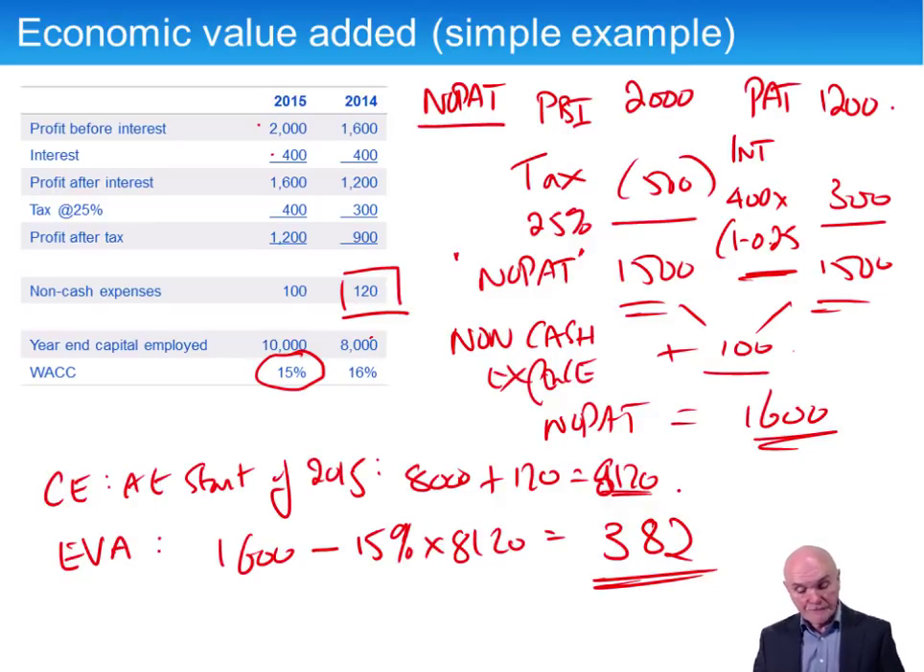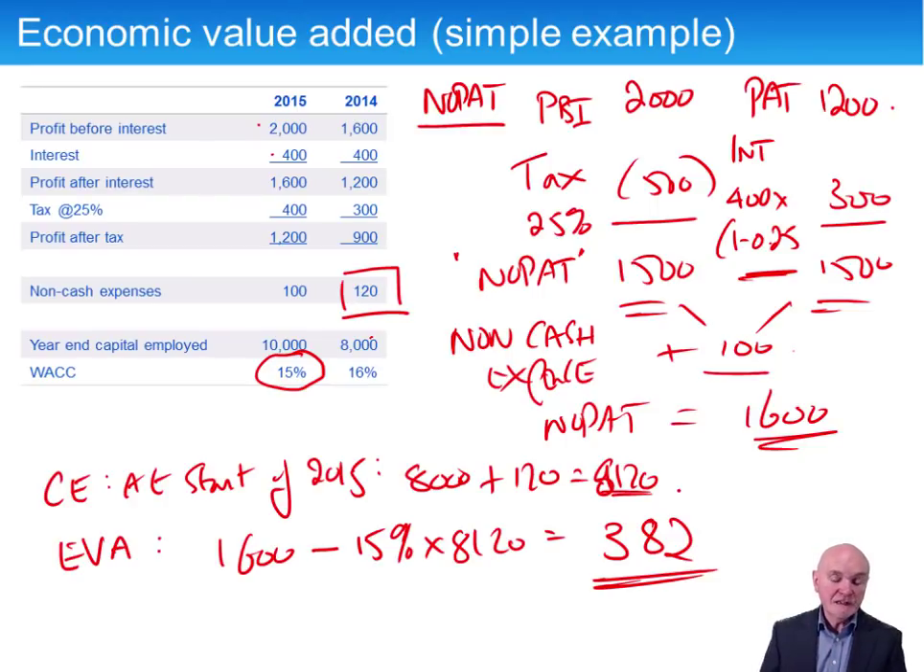And that's quite good. We've been trading. We have made essentially NOPAT of 1600. And even after paying for our use of capital, accounting for the weighted average cost of capital that maybe our holding company has to pay or group head office has to pay, we still come out ahead of the game at 382. Okay? That was a simple example. You won't get anything, or you're unlikely to get anything as simple as that in the exam.